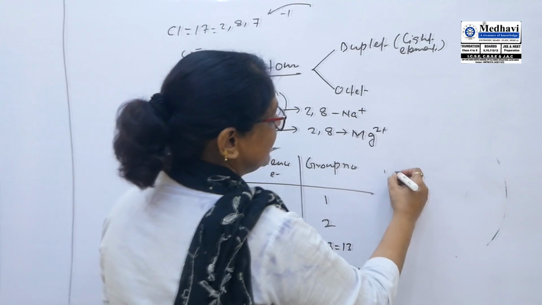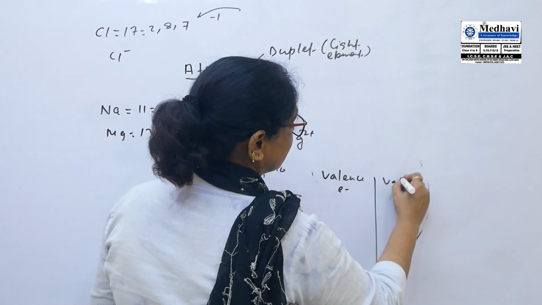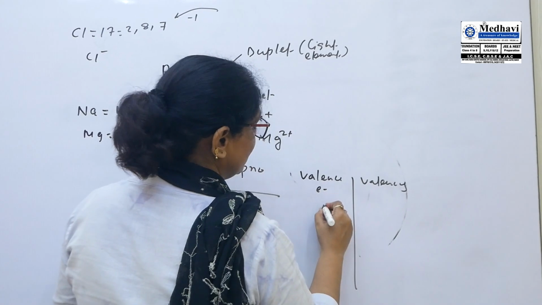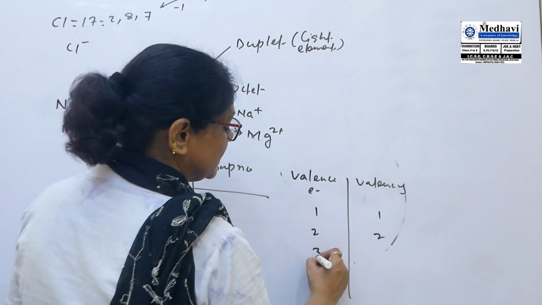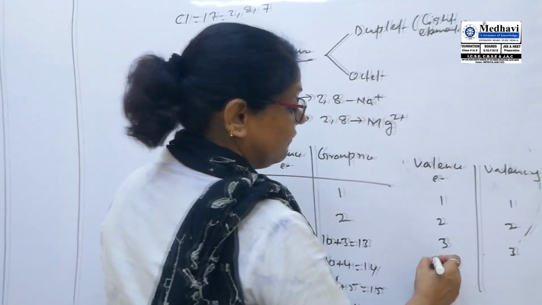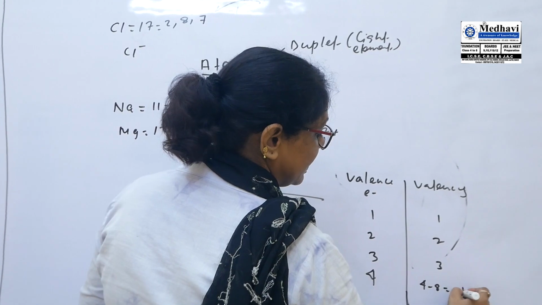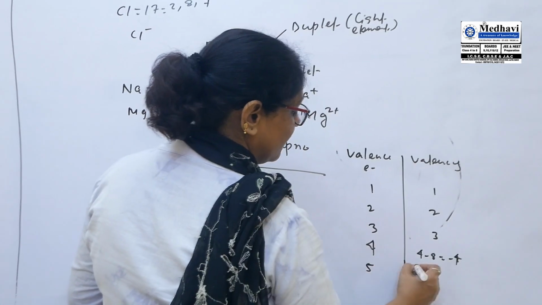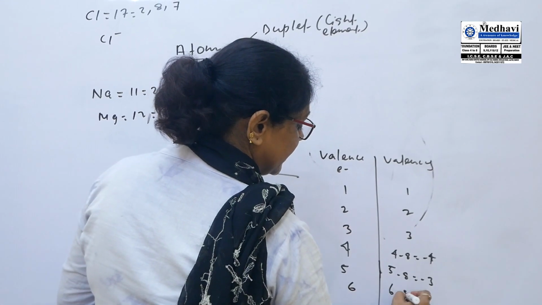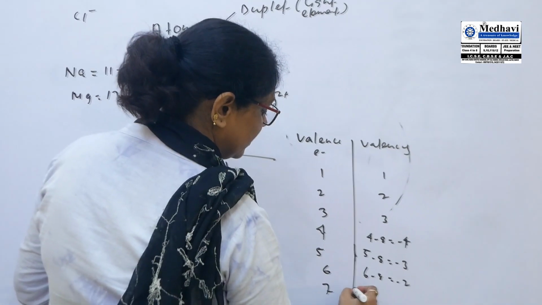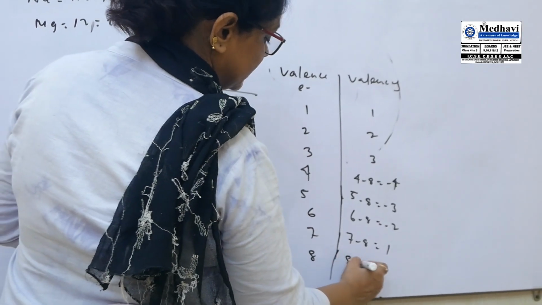So here we can use another trick for valence electron and valency. If valence electron is 1, valency is 1. If valence electron is 2, valency is 2. If it is 3, it is also 3. But if the valence electron is 4, we can say 4 minus 8, it is minus 4. If it is 5, 5 minus 8, it is minus 3. If it is 6, then 6 minus 8, it is minus 2. If it is 7, we can say 7 minus 8, it is minus 1. And 8 minus 8 is equal to 0.